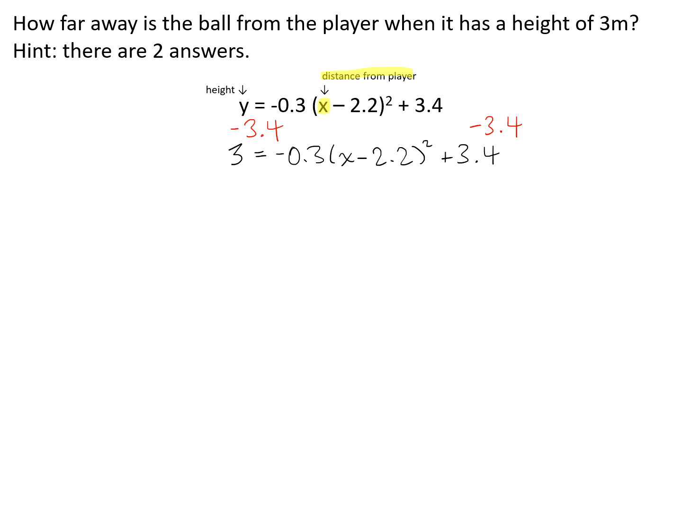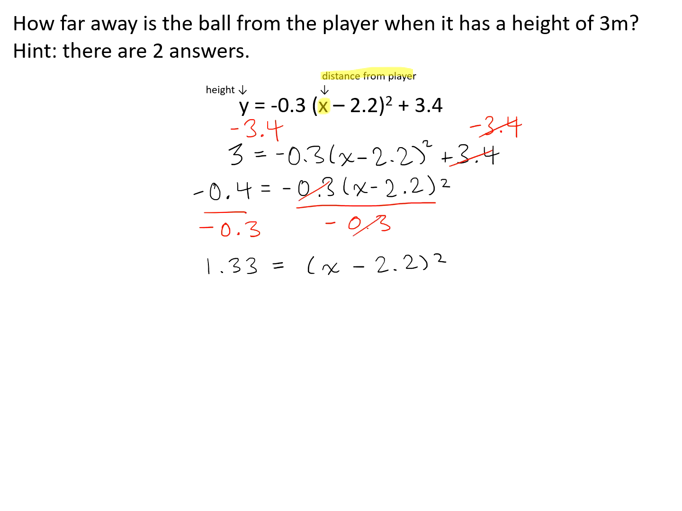According to our instructions, we are going to subtract 3.4 from both sides of the equation. That means these values are going to cancel out. And 3 subtract 3.4 becomes negative 0.4. Our next step is to divide both sides of the equation by negative 0.3. These values are going to cancel out, and negative 0.4 divided by negative 0.3 becomes 1.33.